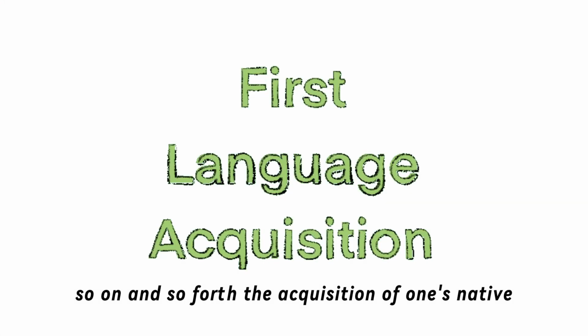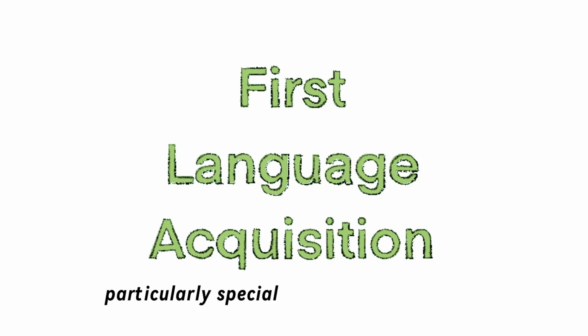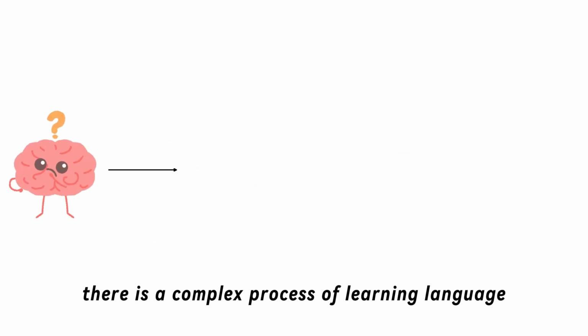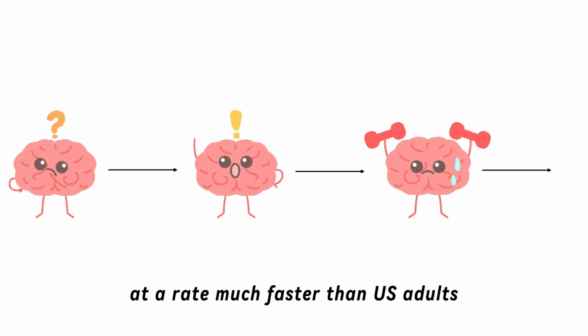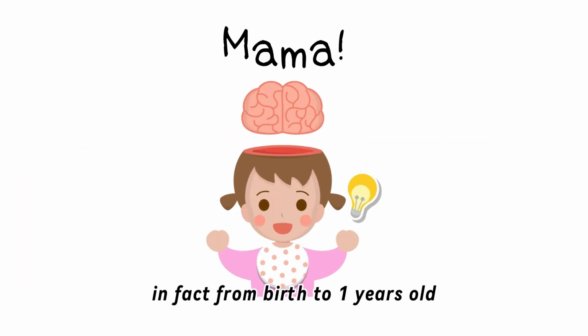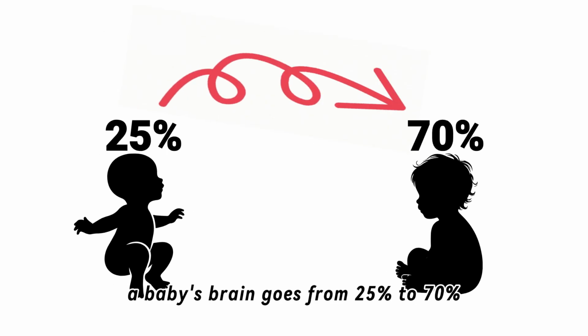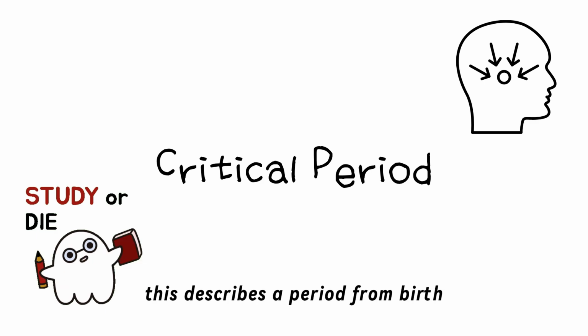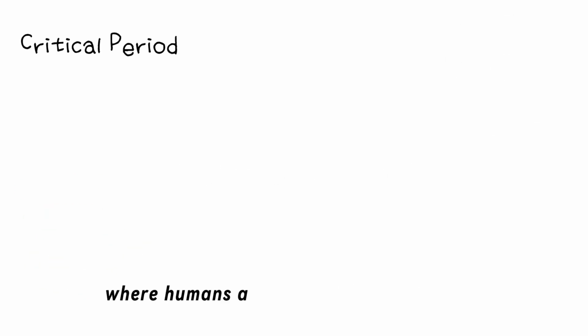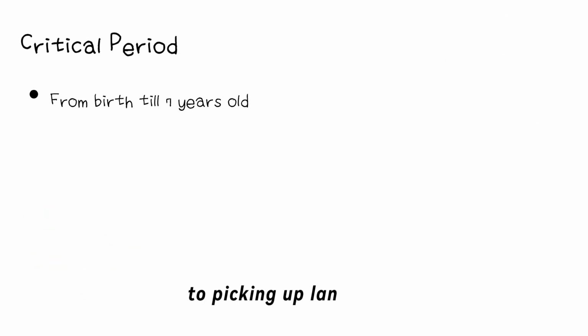The acquisition of one's native language is not considered particularly special by the average person, but actually there is a complex process of learning language that babies experience at a rate much faster than us adults. In fact, from birth to 1 year old, a baby's brain goes from 25% to 70%. This is due to something called the critical period. This describes the period from birth until the age of 7, where humans are particularly susceptible to picking up languages.